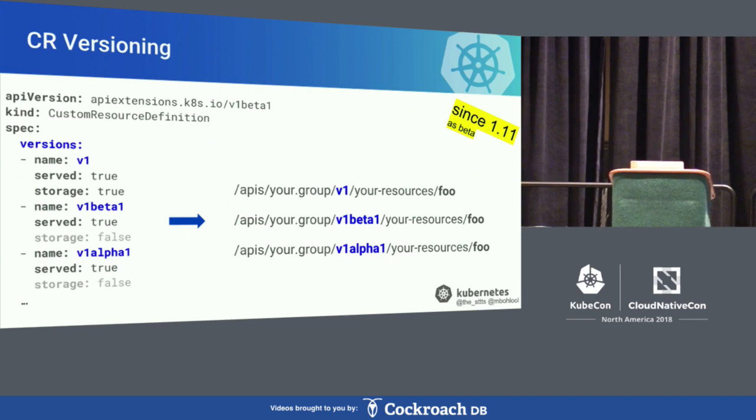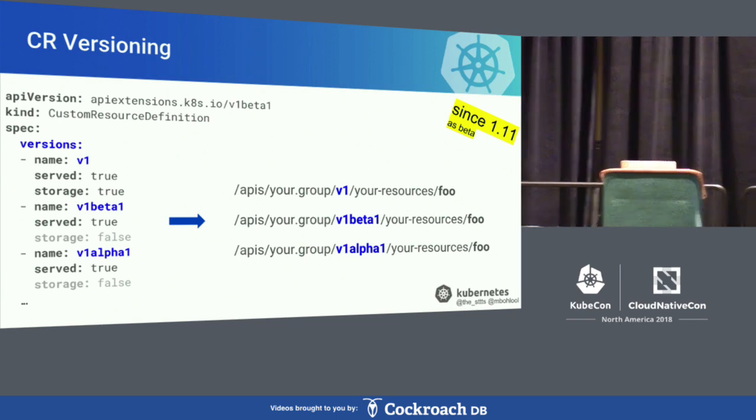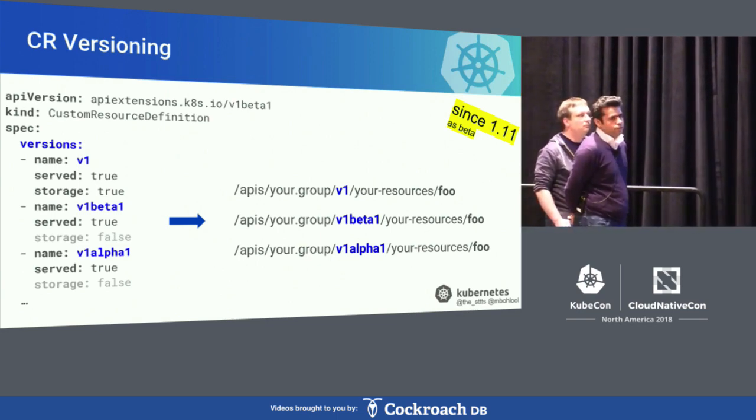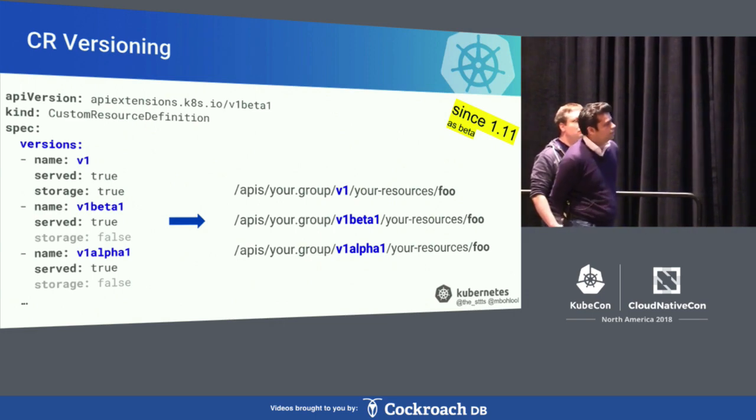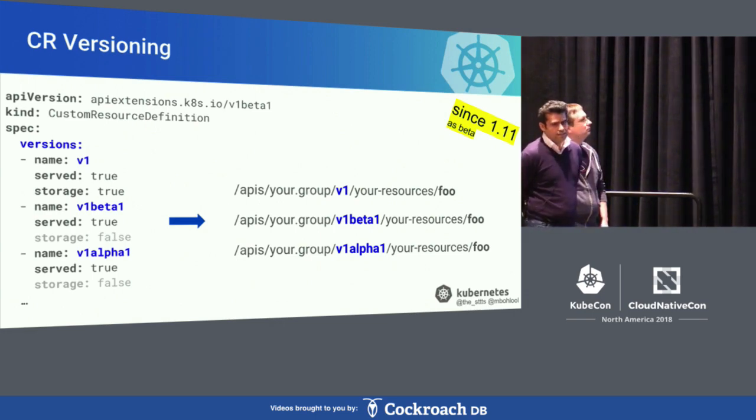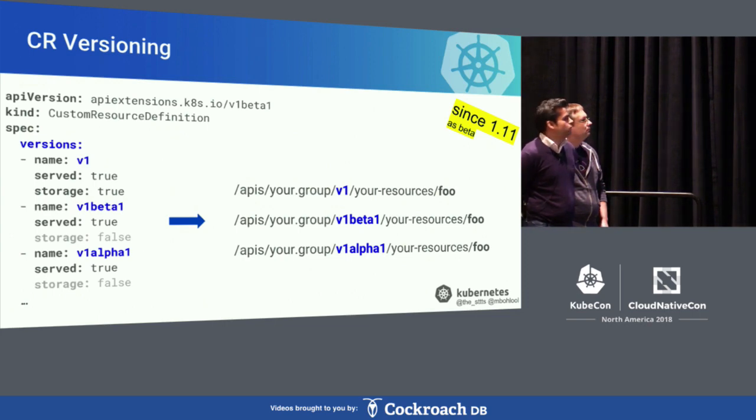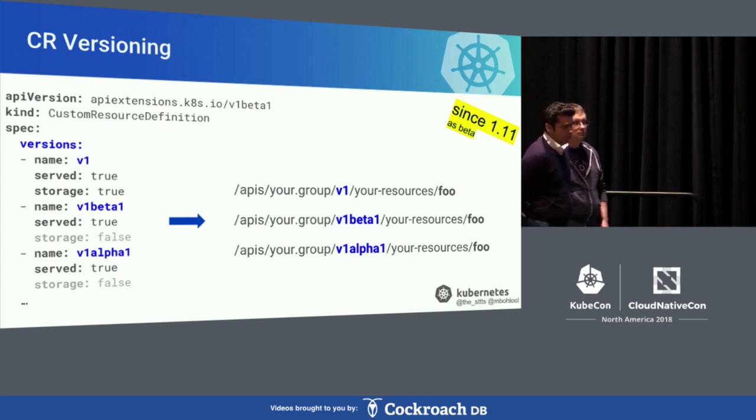Name is obvious, the name of the version that is going to be used in the URL, or anywhere else we are referring to the version. Served will let you actually disable and enable this version. And I will talk more about that, why we just don't remove it. Sometimes you can't just remove a version. And then storage is specifying which version is going to be used when we are storing CRDs in etcd. Only one of these versions can have this flag on. Only one version should be specified as a storage version.